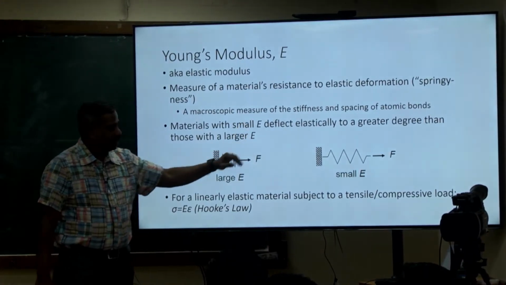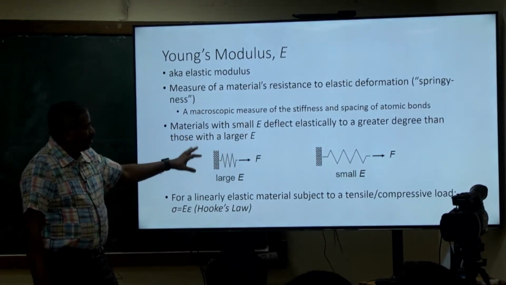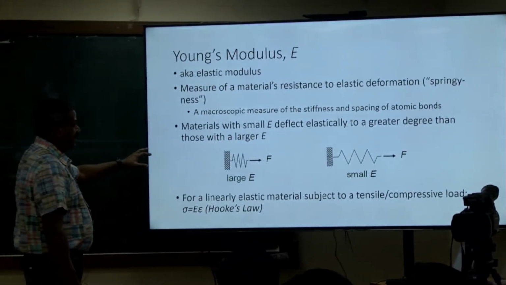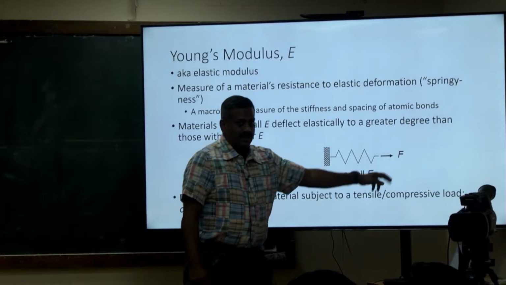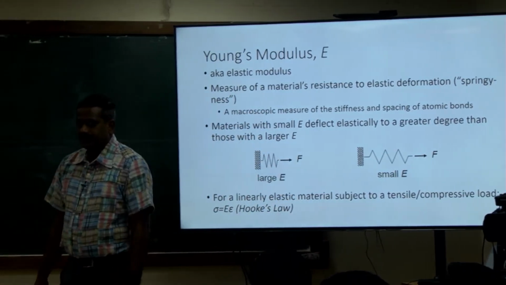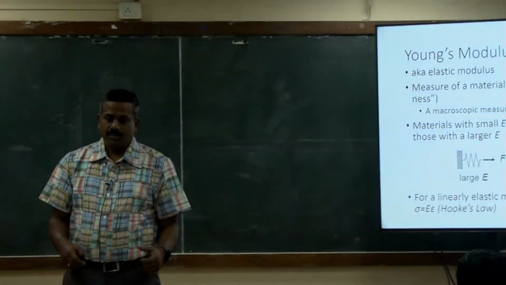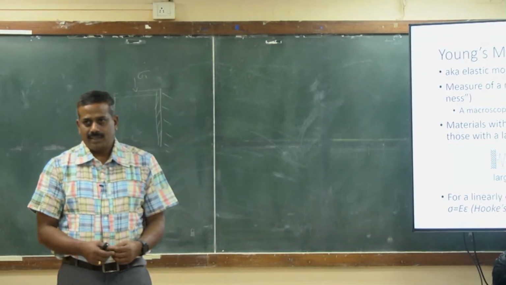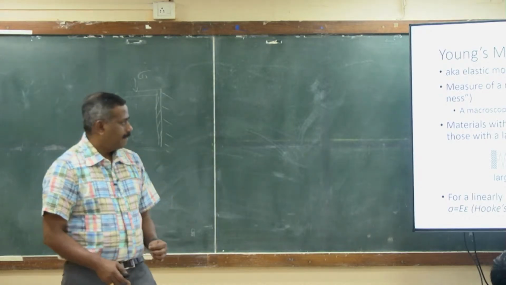Okay. And then again, materials with smaller E values deflect elastically to a greater degree. That means if it's a spring, the elastic modulus will be low, but if it's a hard material like a compact or something, their elastic modulus will be high. Okay.